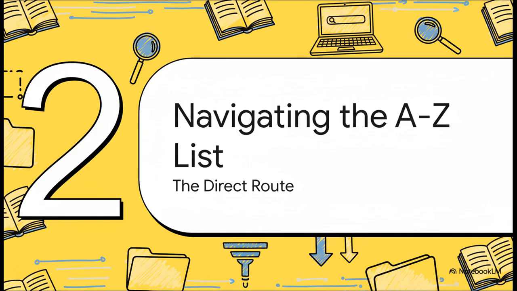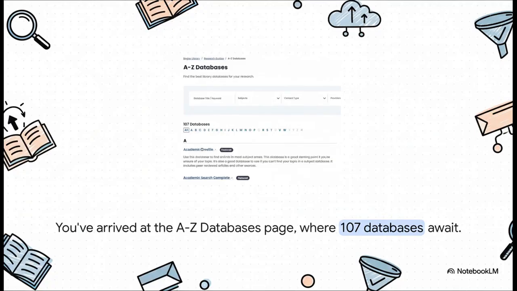Okay, you've landed on the main databases page. Now from here, you've got a couple of different ways to find what you need. Let's start with the most straightforward route first. And here it is, the A to Z databases list. Now, this particular library has access to 107 different databases. That is a ton of information, which is awesome, but it can also feel a little intimidating.